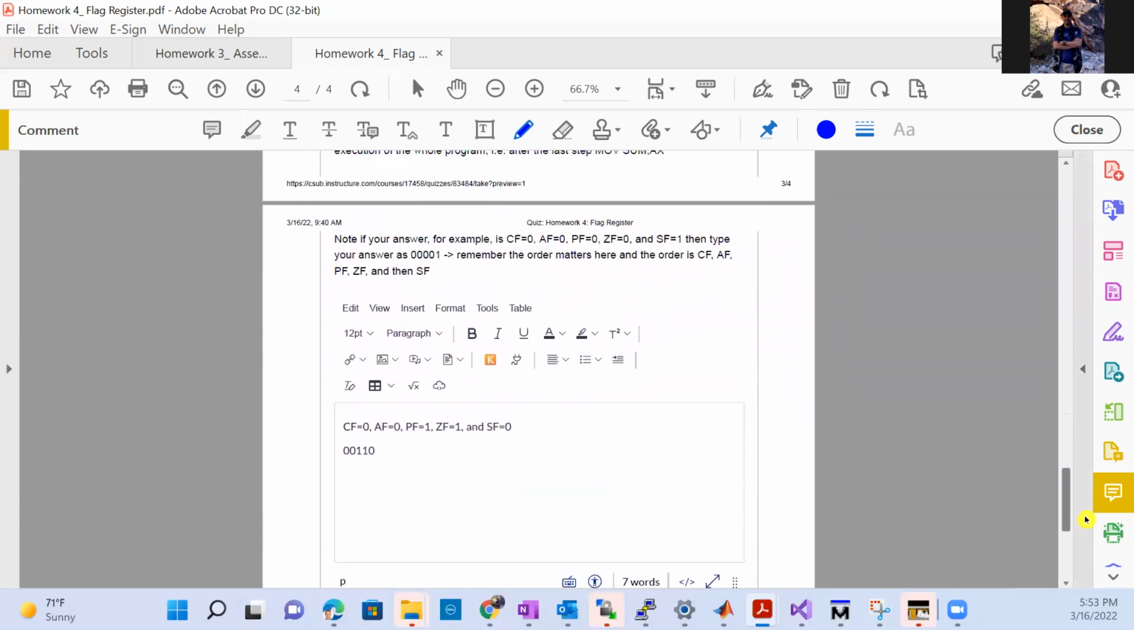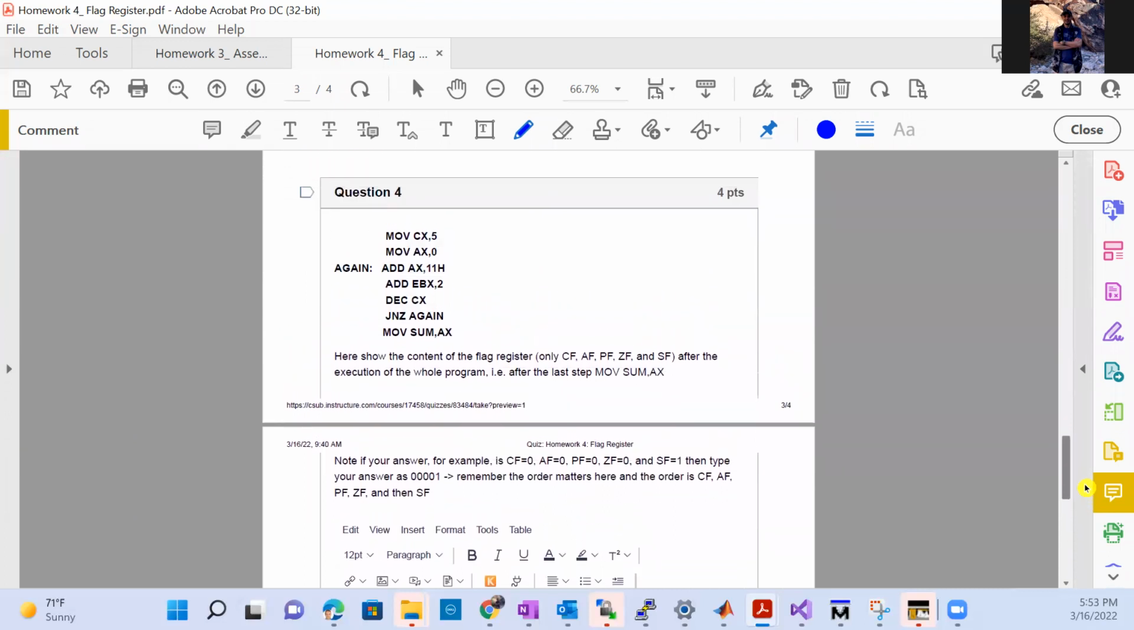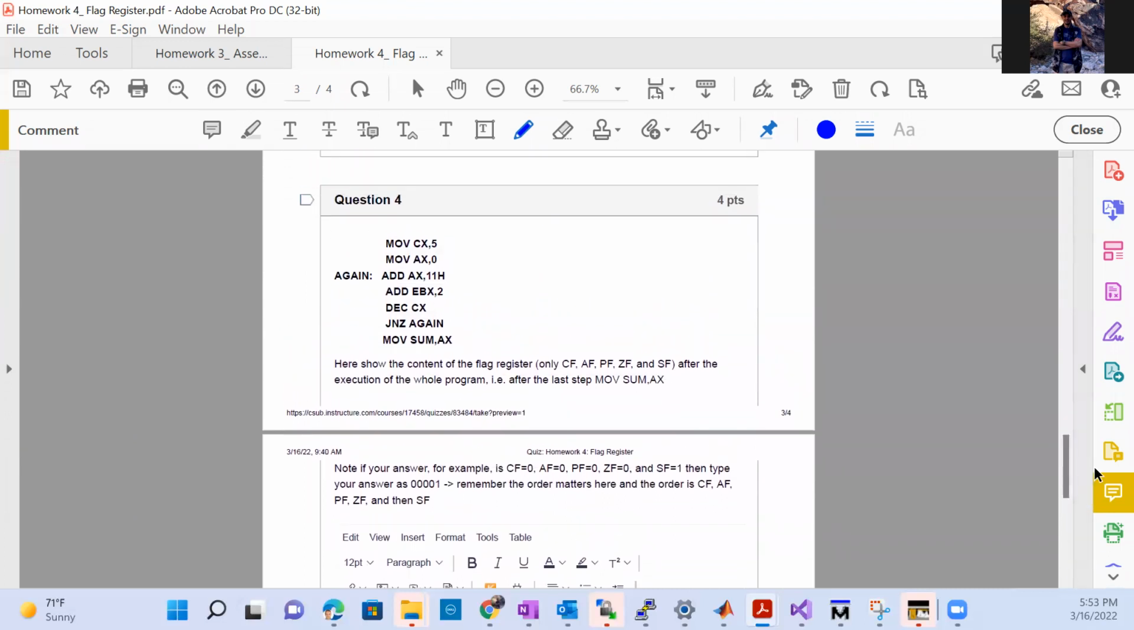That's the last question. This is maybe a little bit tricky, although it's really simple, as we're going to see now. If you follow the program, it's an easy program. Each time you decrement CX until CX becomes 1. So in the last iteration, what's going to happen is that you decrement CX. So you are saying 1 minus 1.